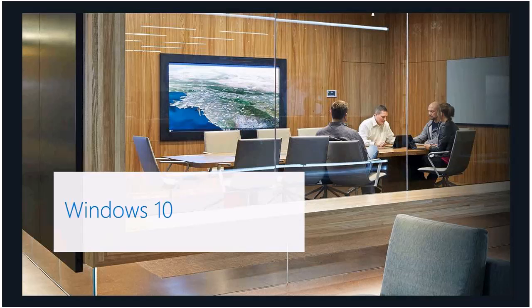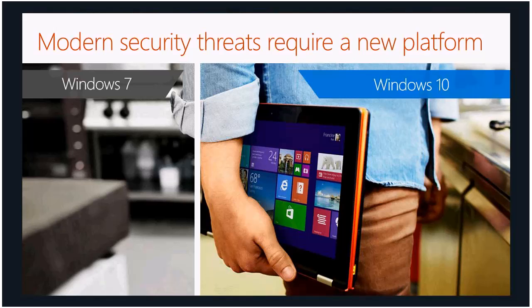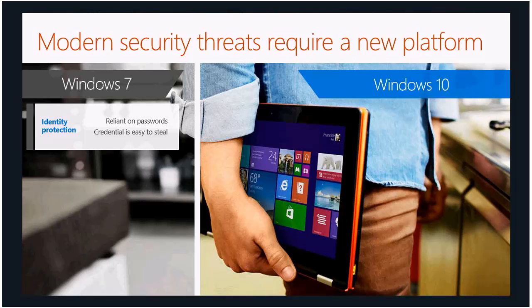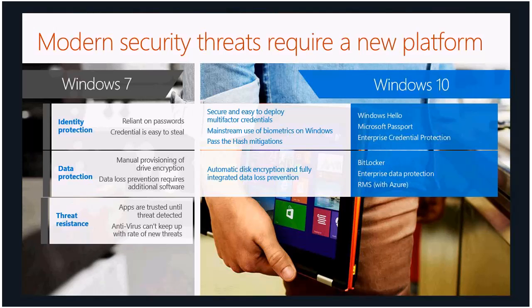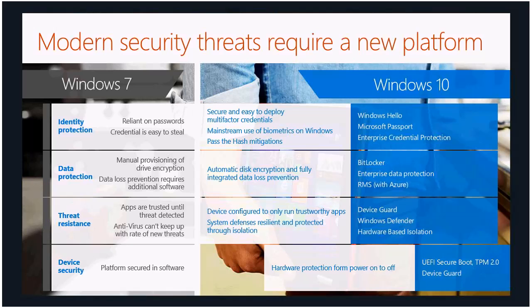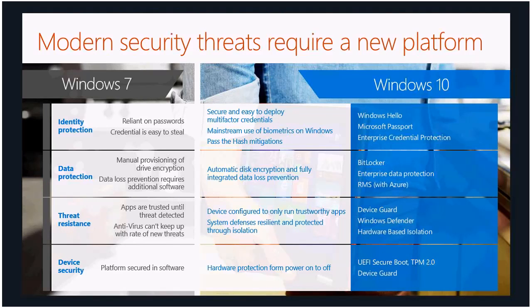When we think about it from a Windows 10 perspective, and we go back to looking at Windows 7, 6 years ago when it shipped, it had great security, and it was built around that solid platform for identity protection, data protection, threat resistance, device security. All of these things were great. The platform was nice and secure, it was kept up to date, the apps were trusted. Our data protection was there. We could encrypt our hard drive. We had some DLP rules built into it, but really now we've added a lot more.